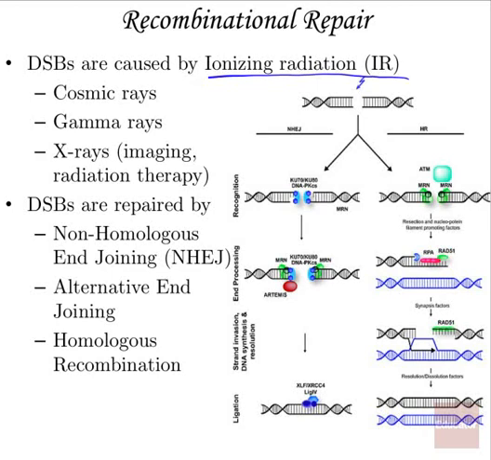We have our double-strand breaks being repaired via three main mechanisms. We have NHEJ, non-homologous end joining. We have alternative end joining, which we can call alt-EJ. And then we have homologous recombination, which we can call HR. We're going to talk about these, especially homologous recombination, in depth next time.